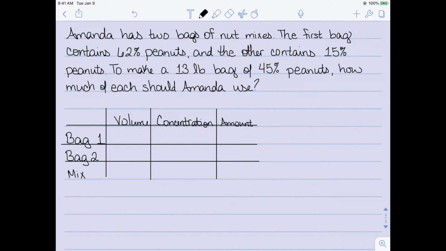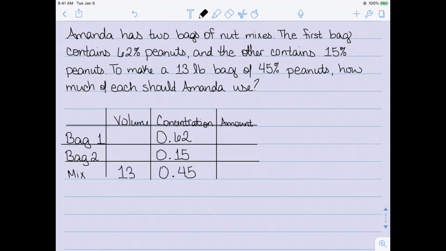So here's our basic table. We have 2 bags and then the mixture. So let's fill in the information that we know. First off, we know that the first bag contains 62% peanuts and the other contains 15% peanuts, so those would be our concentrations. The next thing we know is that we want to make a 13-pound bag of 45% peanuts. So the mixture volume will be 13 and concentration will be 45%.